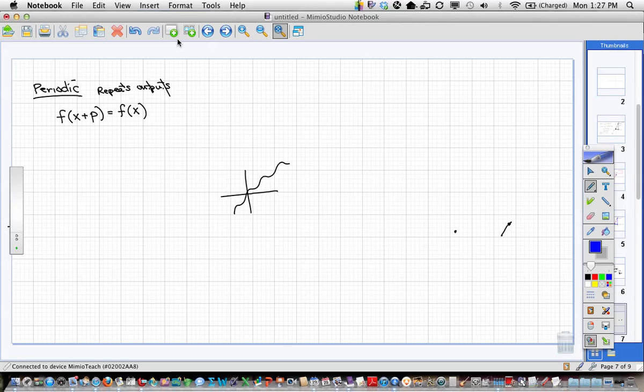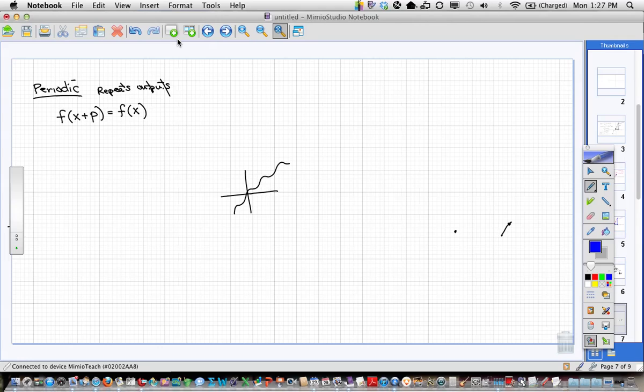It says you put an input of x, and you put in an input of x plus p, which is p units more or less. We could write plus or minus there. You get the same output. You always get the same output. Okay? That's typically what it is.